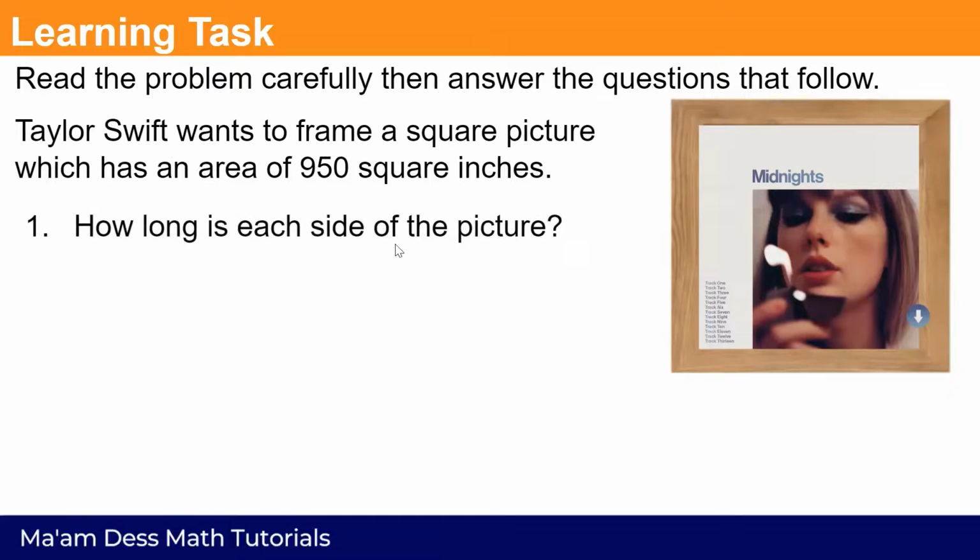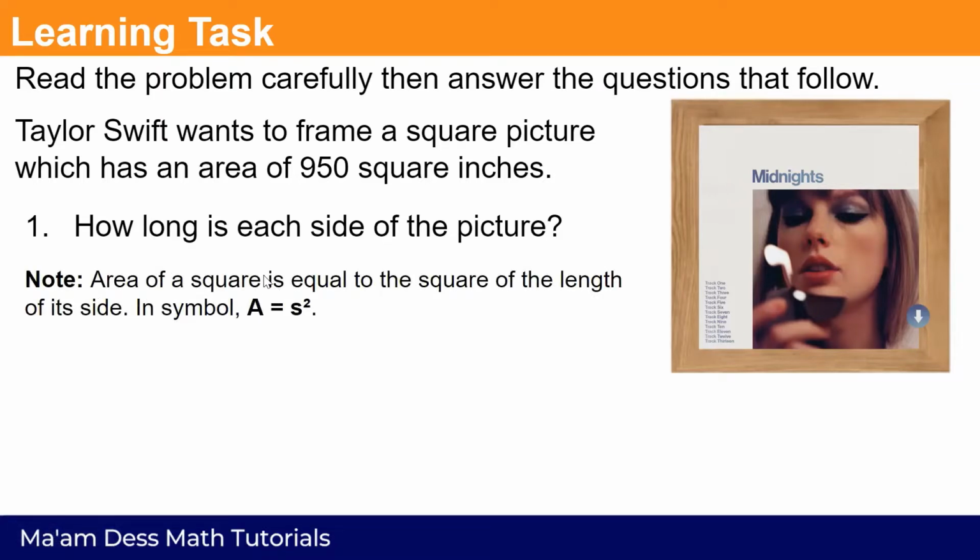Question, how long is each side of the picture? So, ang area daw ay 950 square inches. Ang tinatanong daw, gaano kahaba yung isang side ng picture? Note, area of a square is equal to the square of the length of its side. In symbol, A is equal to S squared. S refers to side. Solution, the formula, A is equal to S squared. So substitute the given area, which is 950 square inches, into our formula. So 950 is equal to S squared.